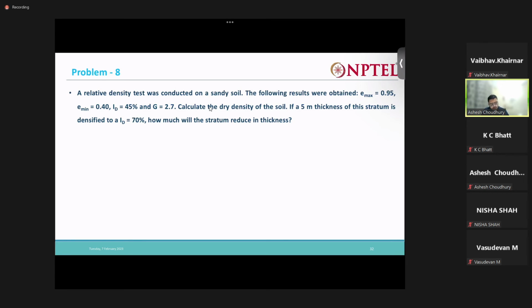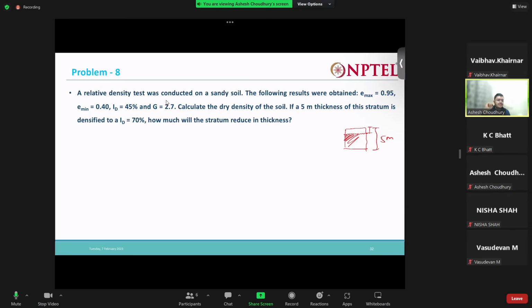So the soil was there like this initially. Then you densified it, what will happen? Obviously the sand will be more closely packed, so the height will get reduced because you are densifying it. So this was initially 5 meters, and we need to find out, after densification to 70% relative density, how much is the thickness of the stratum. This is what we need to find out. So let us see the problem.